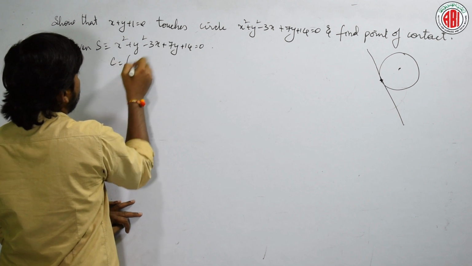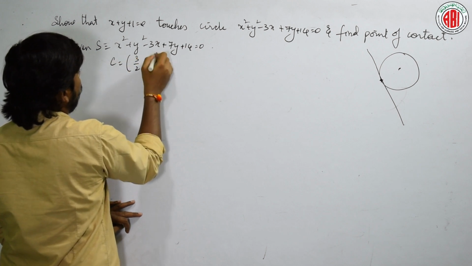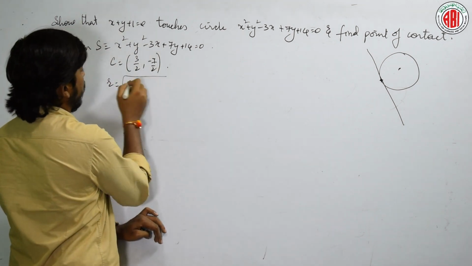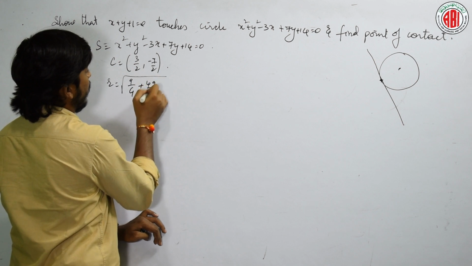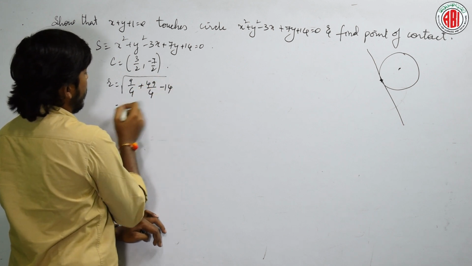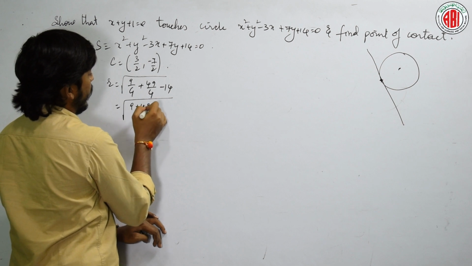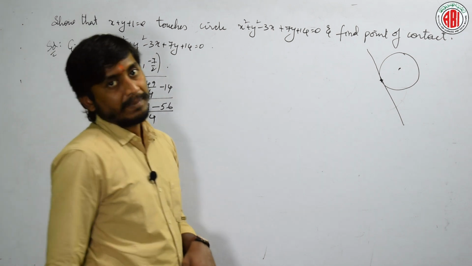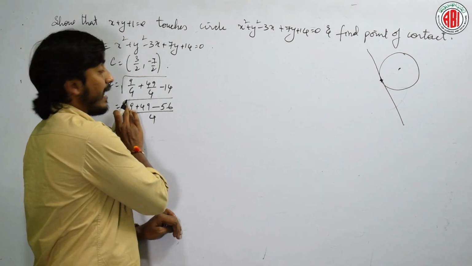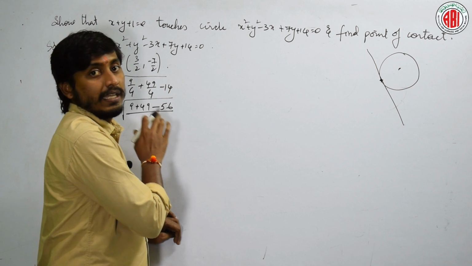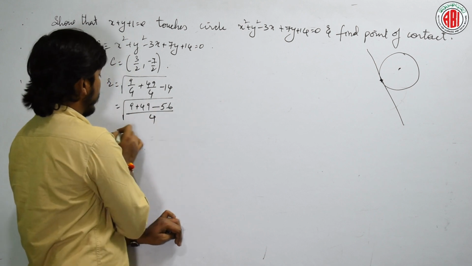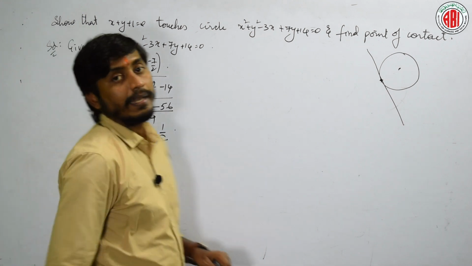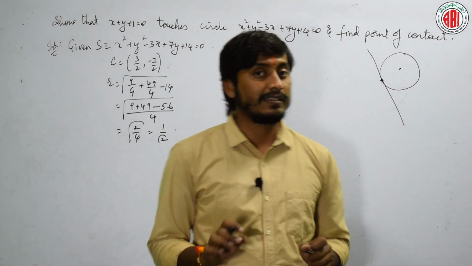What is the center for this? 3 by 2, minus 7 by 2, isn't it? So, what is the radius? Radius is under root 9 by 4 plus 49 by 4 minus 14. So, it is 9 plus 49, 14 fours are 56, by 4, right. 49 plus 9 is 58, 58 minus 56 is 2 by 4, that is nothing but 1 by root 2. This is my radius. Check whether the perpendicular distance is the same or not.